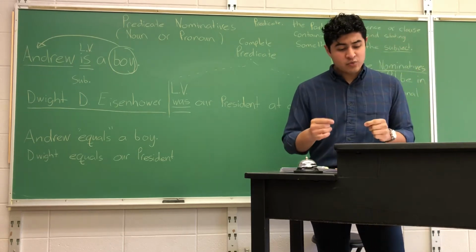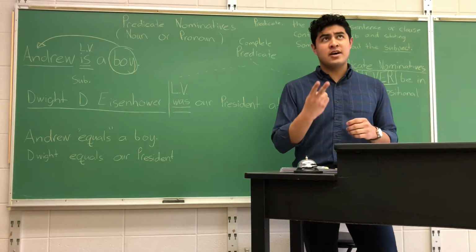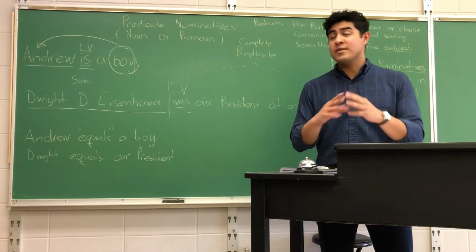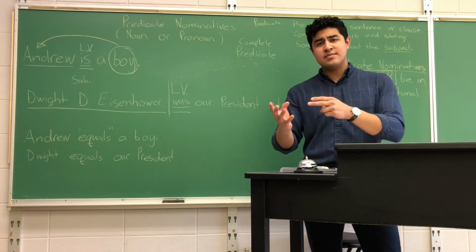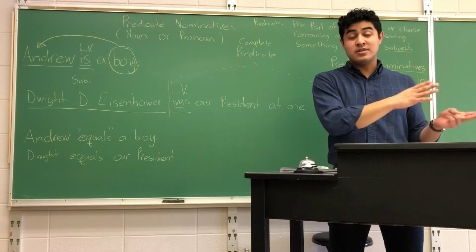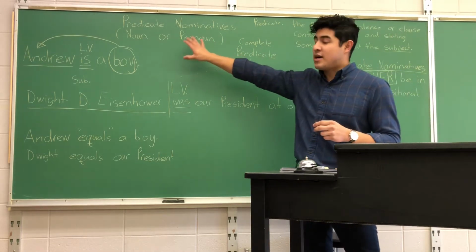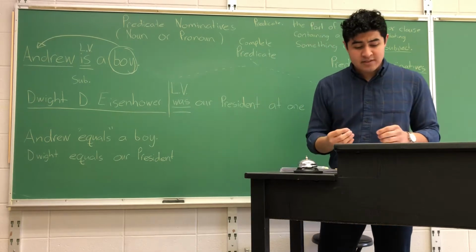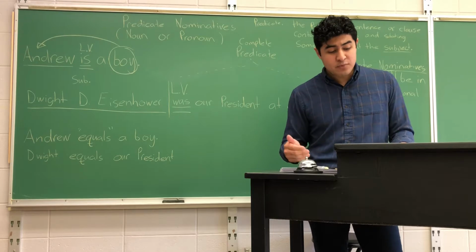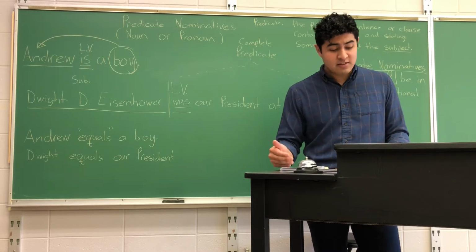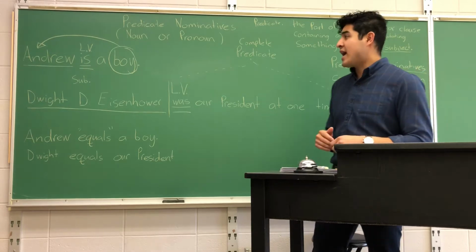In our studies of nouns, we will learn about three kinds of complements. We've got predicate nominatives, direct objects, and indirect objects, okay? Right now, don't worry about the direct object and indirect object. We've already done some of that in the past, but right now we're going to work with predicate nominatives, okay? So a predicate nominative is a noun or pronoun that follows a linking verb and renames or explains the subject. This noun or pronoun means the same thing or person as the subject.